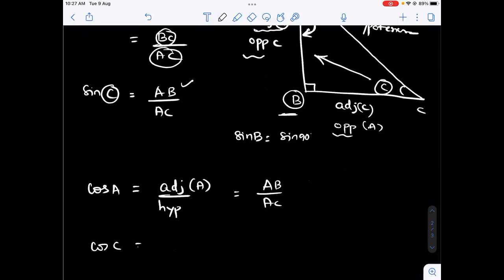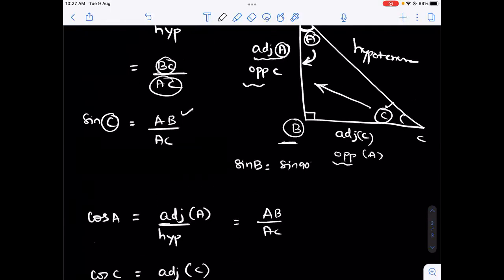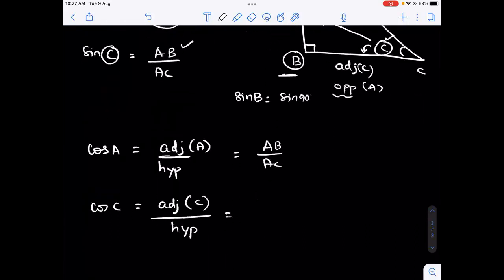What is cos C? See, for cos it is adjacent. Adjacent of whom? Adjacent of C divided by hypotenuse. So C is here. Don't overthink. Look at angle C. Beside angle C, what is the line? That is the adjacent. And what is the hypotenuse? That's all. Did you guys understand?